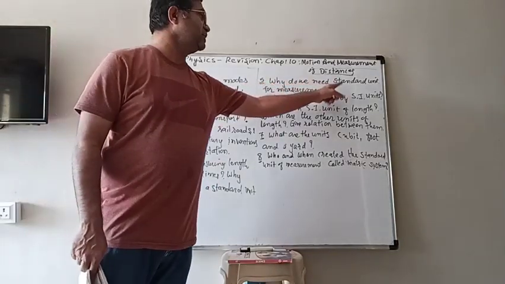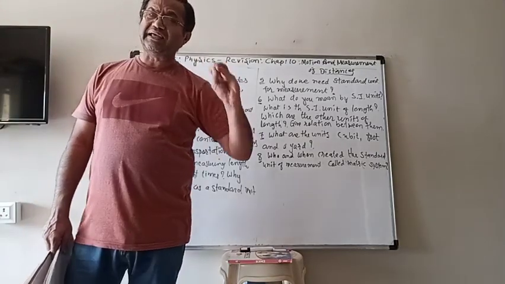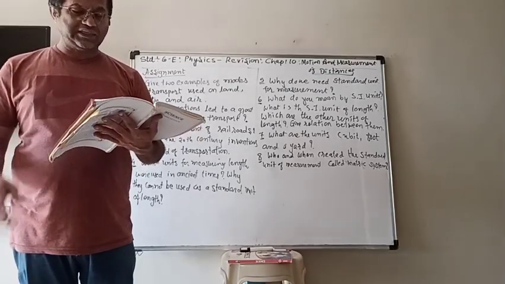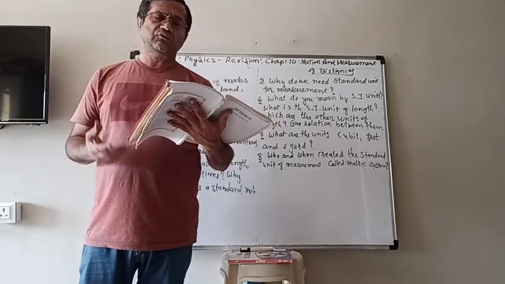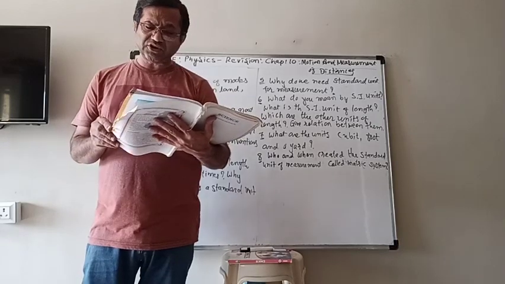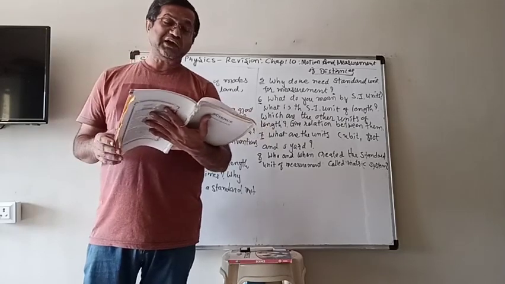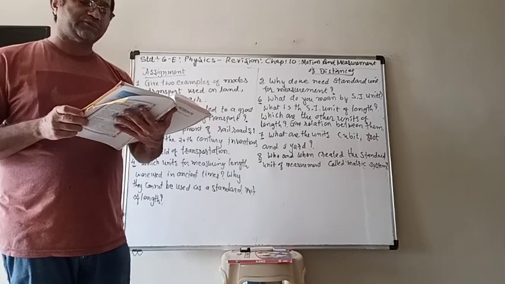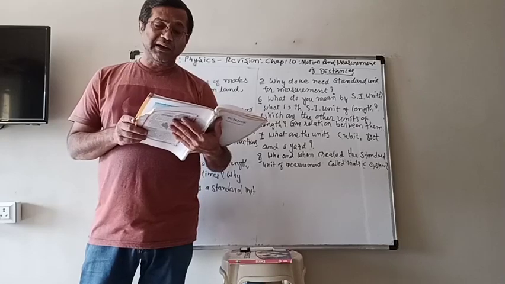So, why do we need a standard unit for measurement? As I told you, the length of organs of different persons are different, and therefore we cannot use the same measurement for others. The standard unit of measurement was found by the French, and they made a system of units which is known as SI units, which is the metric scale.